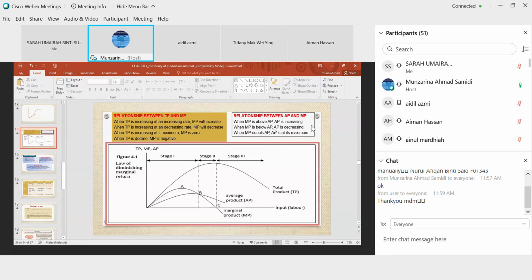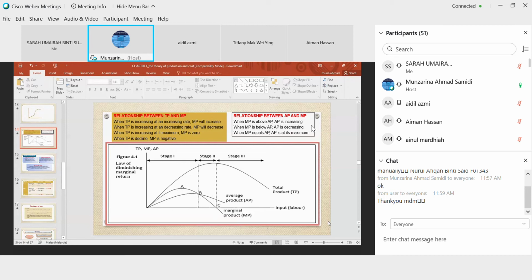When what you add, the marginal, is lower than the average, of course your average will fall. Okay, so before point B, marginal is greater than average, so average will increase. After point B, marginal is lower than average, of course average will fall.